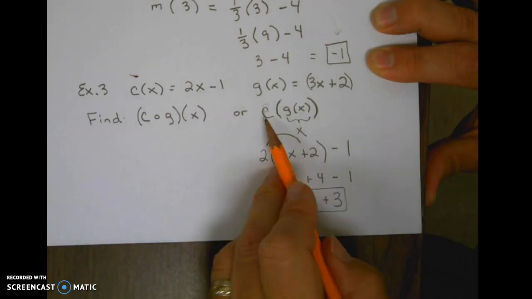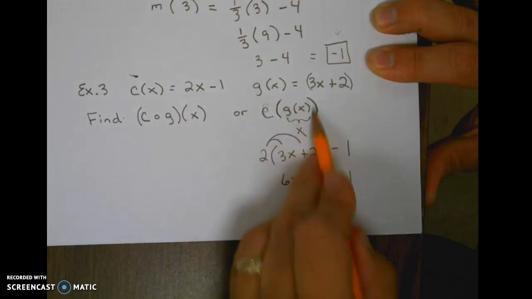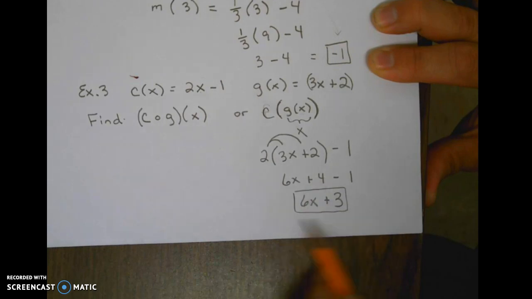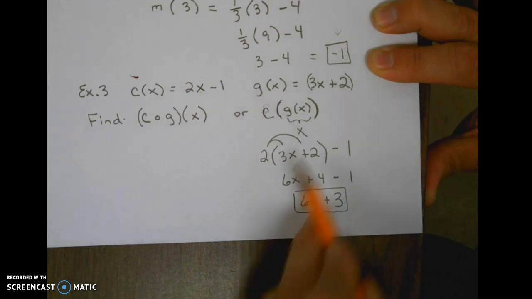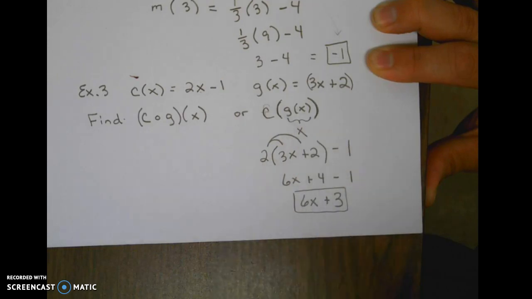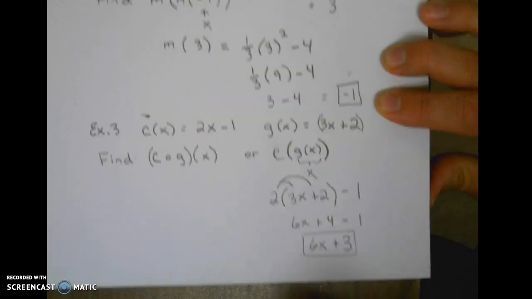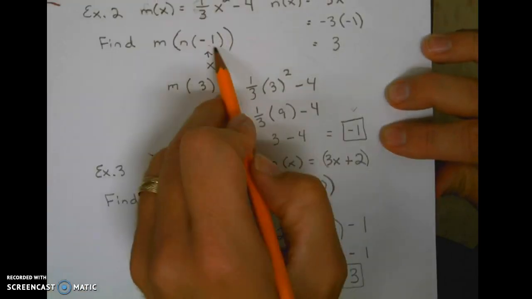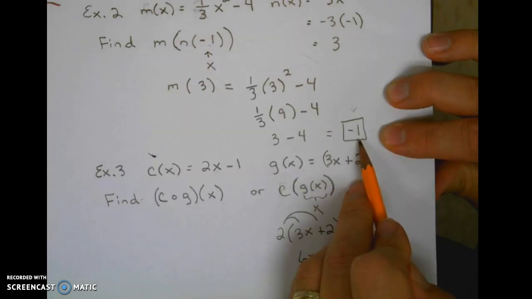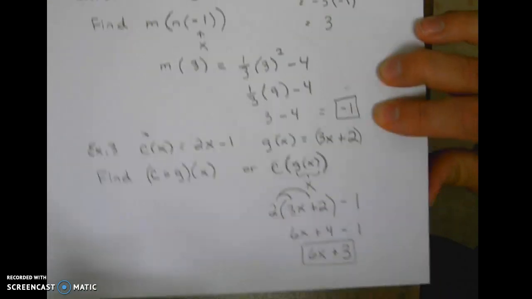So c of g of x, we're plugging g of x into c and simplifying it, we get 6x plus 3. Notice that the most inner was an x, so the answer is going to also have an x in it. Whereas this example up here, the inner was a number, so we were able to calculate a value, a number for an answer.